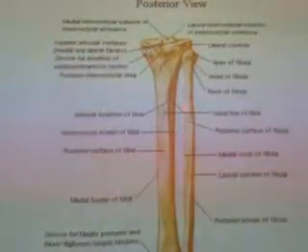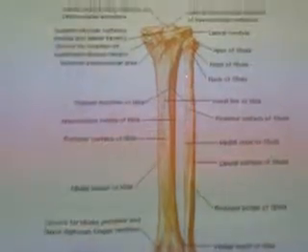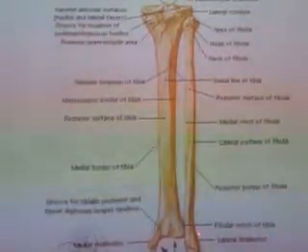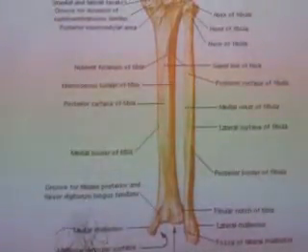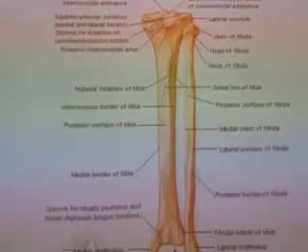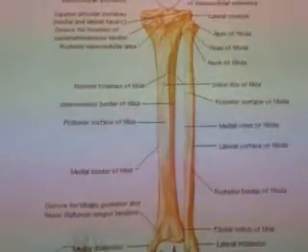Then we have the interosseous border, then the posterior border of the fibula, and here we have the lateral malleolus, and this is the articular surface which is articulating with the ankle. These are some of the features of the tibia and the fibula.